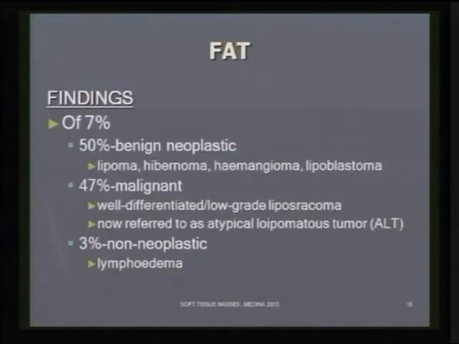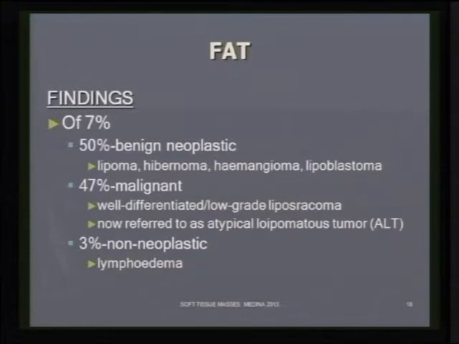So there's very little really to say purely about soft tissue masses. The thing to remember may be that if you see the mass on plain film, you're likely dealing with a sarcoma. 7% of the patients demonstrated fat within their lesion. Of these, 50% were benign neoplastic, either lipomas, hibernoma, hemangioma, or in the small child, lipoblastoma.